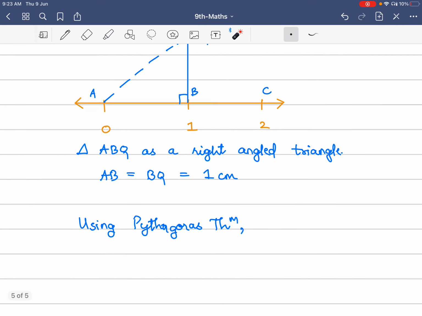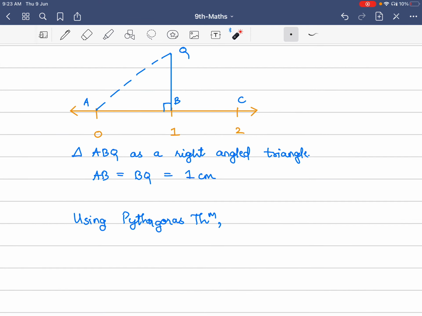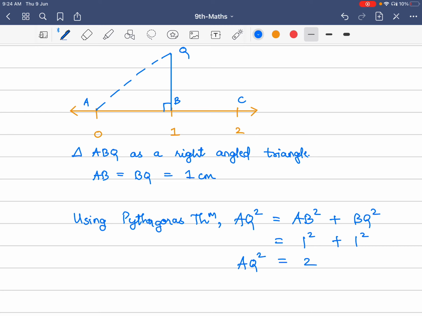So let me zoom out. Yes, so using the Pythagoras theorem, we have AQ square is equal to AB square plus BQ square, and that is equal to 1 square plus 1 square, which is equal to 2. So AQ square is equal to 2, and therefore AQ is equal to root of 2. So the length of AQ is equal to root 2.